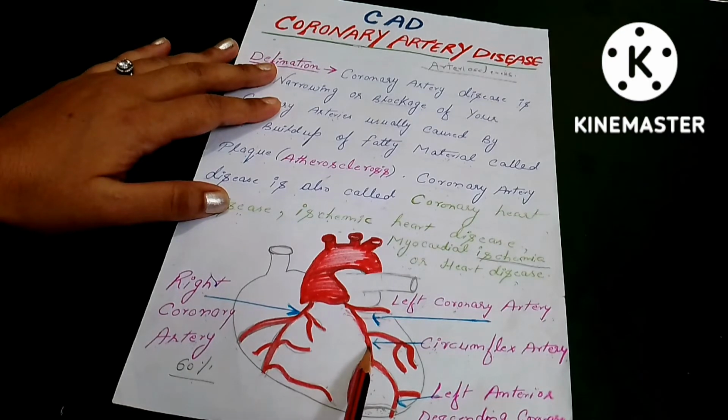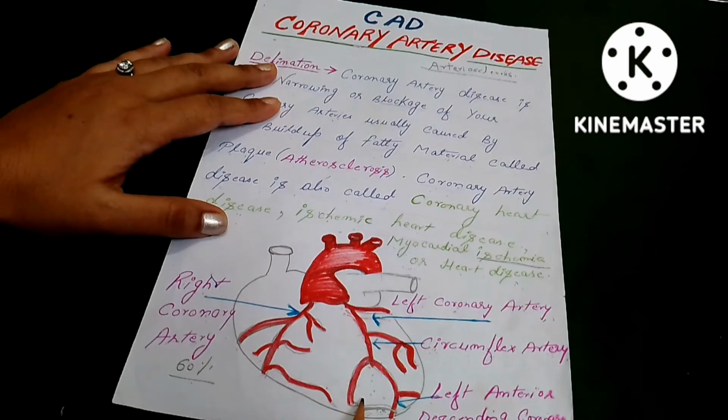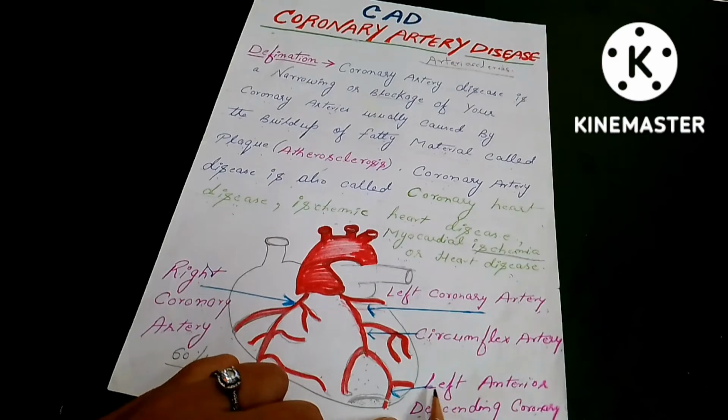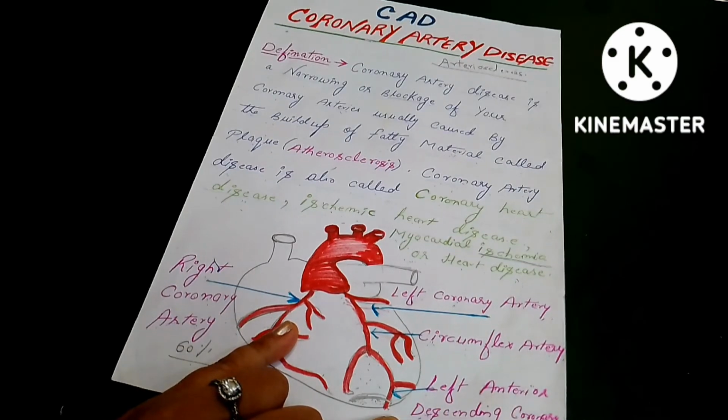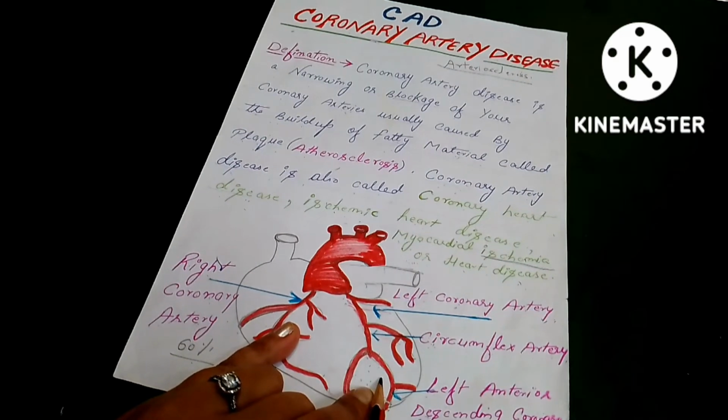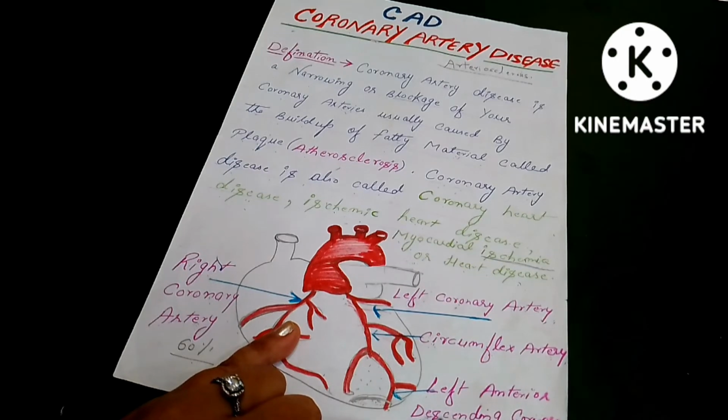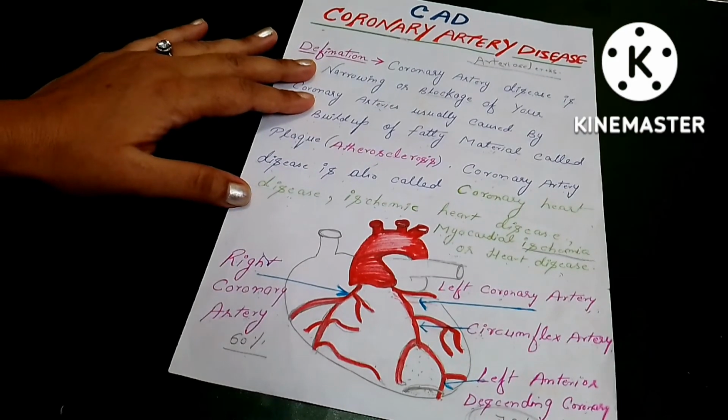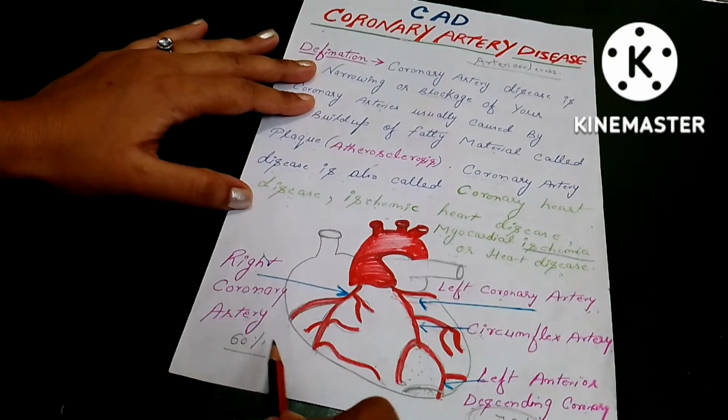If this artery gets blocked due to the buildup of fatty substance, then there will be necrosis, the death of the cells and tissue of our heart, which are called myocardial cells. If the left anterior descending coronary artery gets blocked, there is a 75% chance of heart attack on the left ventricle side. And if the right coronary artery gets blocked, then there is a 60% chance of heart attack.